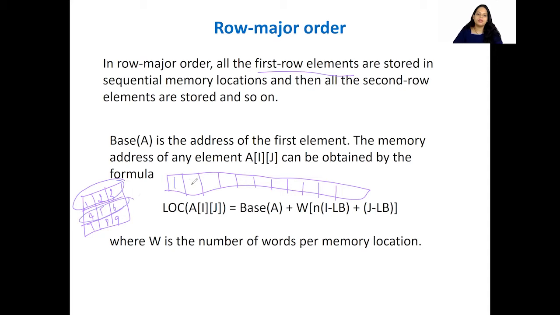So how is it going to be? 1, 2, 3, 4, 5, 6, 7, 8, 9. Like this we are going to store, one row at a time. We are going row wise. That is why it is called row major order.